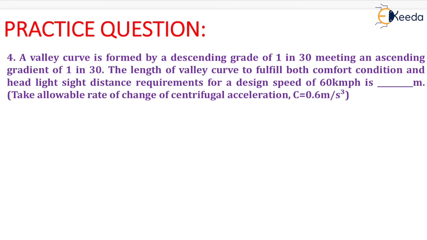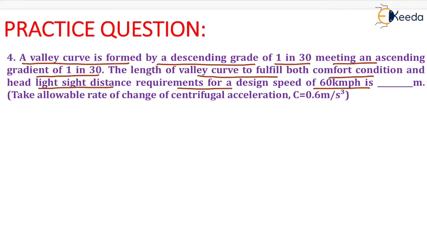The question is given as: a valley curve is formed by a descending gradient of 1 in 30 meeting an ascending gradient of 1 in 30. The length of valley curve to fulfill both comfort condition and headlight sight distance requirements for a design speed of 60 km/h is dash meter. Take the allowable rate of change of centrifugal acceleration, that is C, equal to 0.6 meter per second cube.